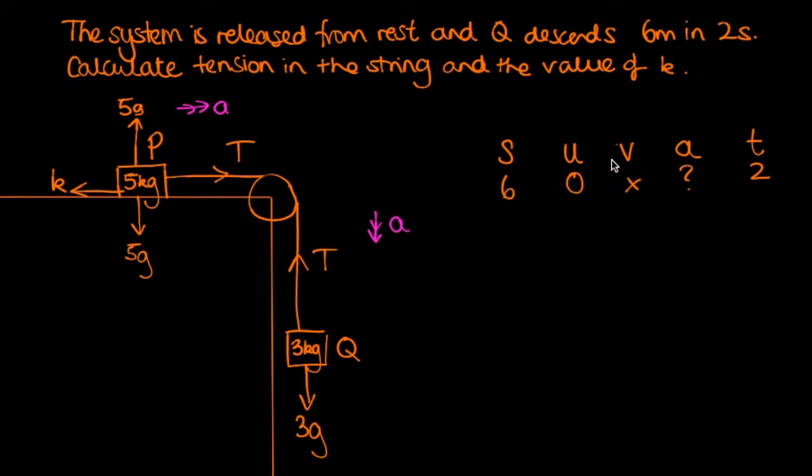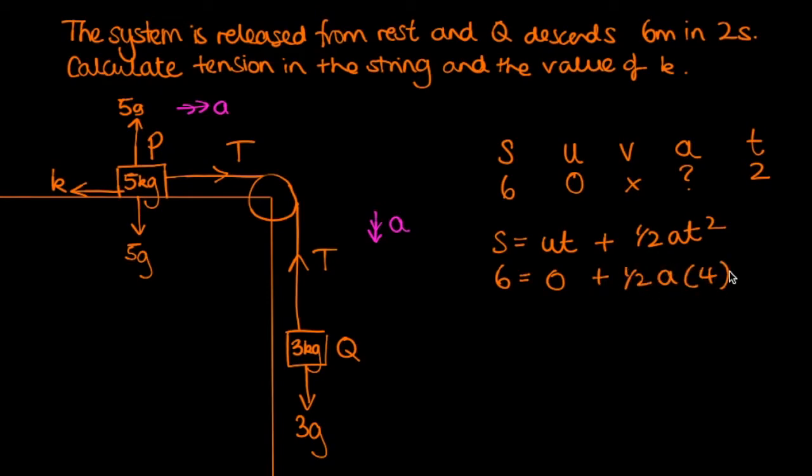So we're going to use the SUVAT equation that doesn't involve the letter v. That equation is s equals ut plus a half at squared. So 6 is equal to 0 plus a half a times 4. Therefore, a is equal to 6 over 2, so a is 3 meters per second squared. And now that we know the value of a, it should be very easy to work out the tension.